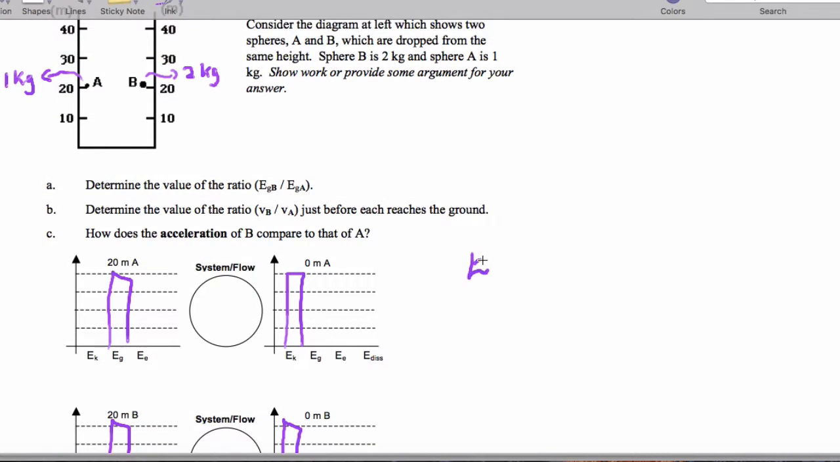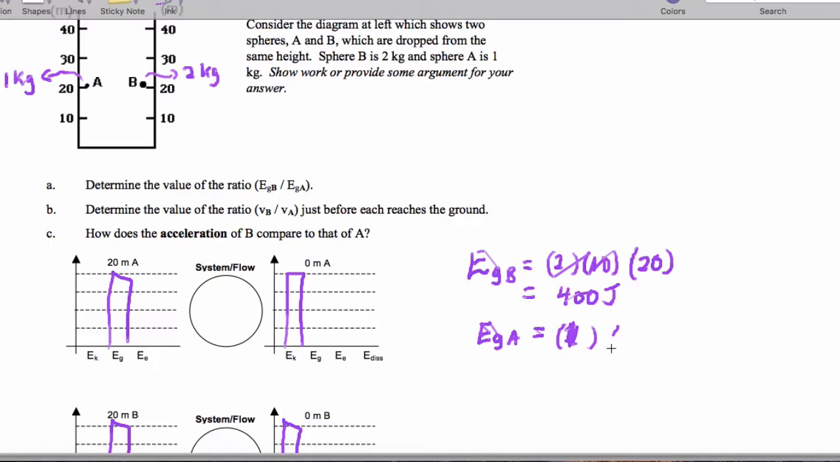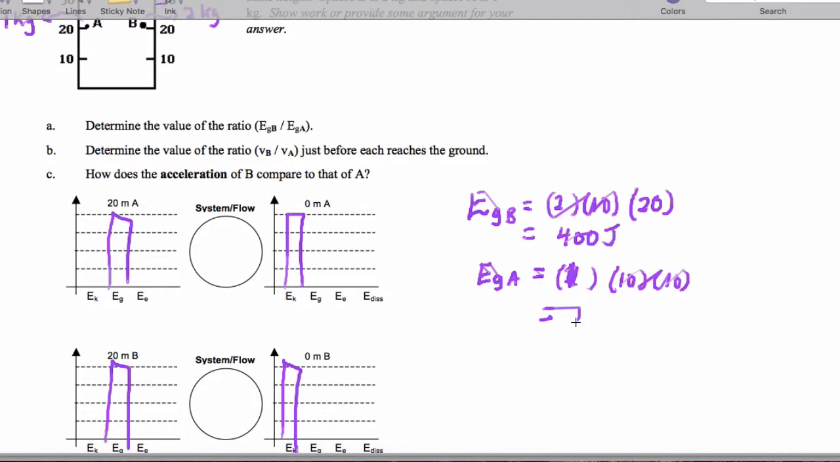So we got EG of B is going to be, what is that? 2 kilograms times 10 times a height of 20. 400 joules. And then when we calculate the gravitational energy of sphere A, same idea: 1 times 10 times 10. And we're going to end up getting here 100 joules of energy. Okay. So we get a 2 to 1 ratio.